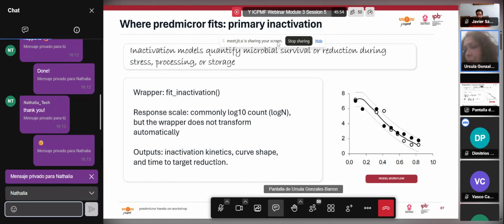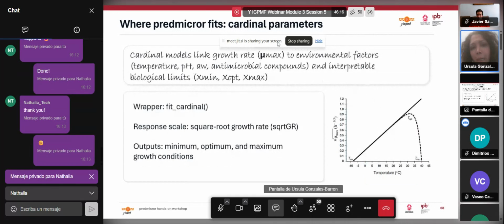So, for example, if you would like to know the lethality time, defined as the time required for X log reduction to be achieved. For example, lethality 7 will be the time needed to achieve a 7 log reduction. So this kind of estimate can also be obtained.